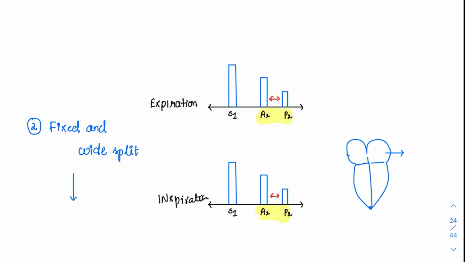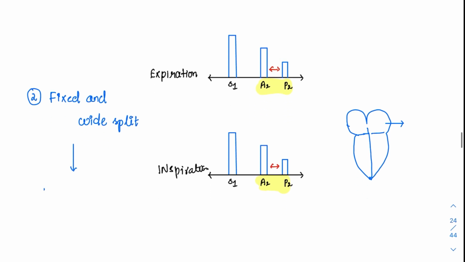How can this happen? There is one beautiful condition where this can happen. During inspiration there is a wide split, A2 to P2. During expiration also splitting is happening, but there is no difference between inspiration and expiration splitting. This can happen in only one condition. Please remember it. It is the ASD, atrial septal defect. This is the only condition where there is a fixed and wide split second heart sound, S2.